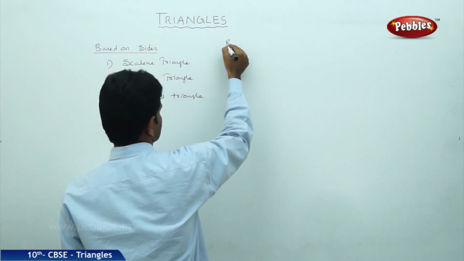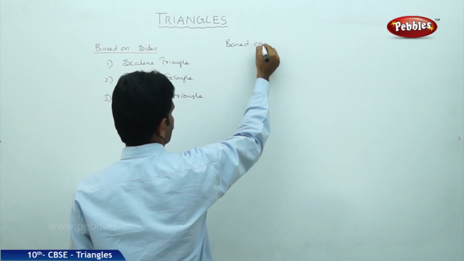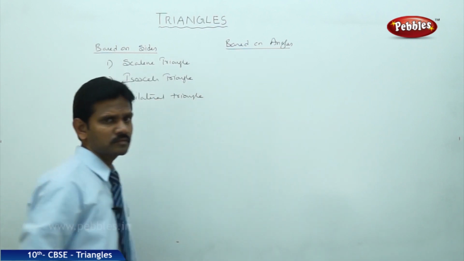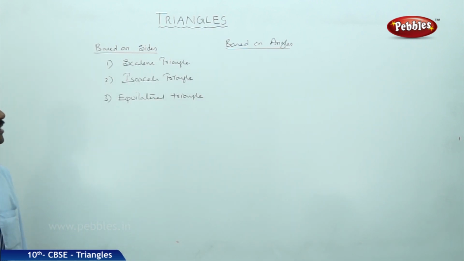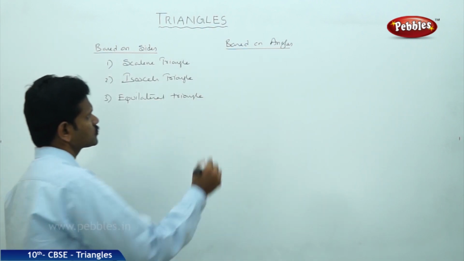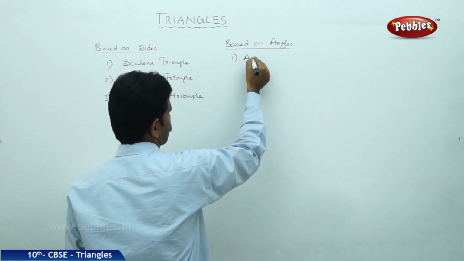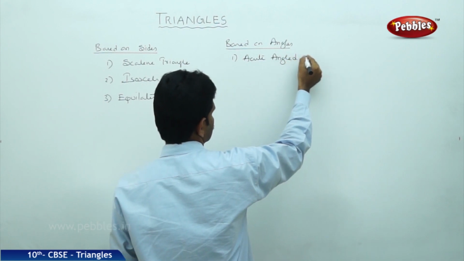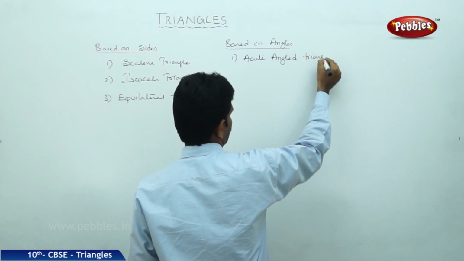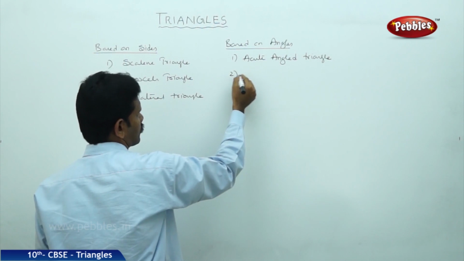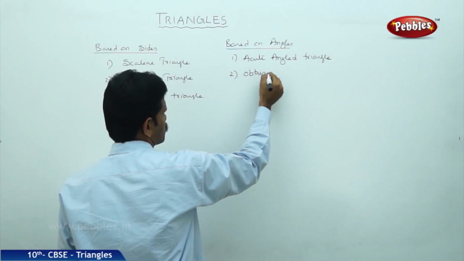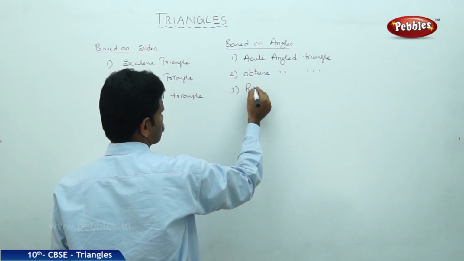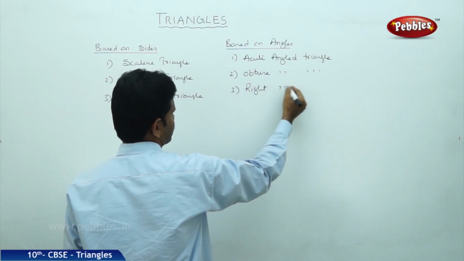Based on angles, triangles are classified into again three types. First one, acute angled triangle. Second one, obtuse angled triangle. Third one, right angled triangle.